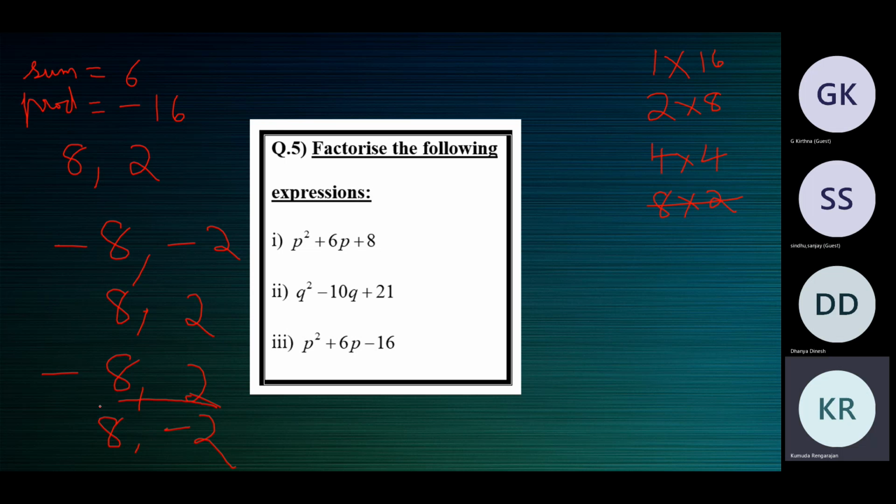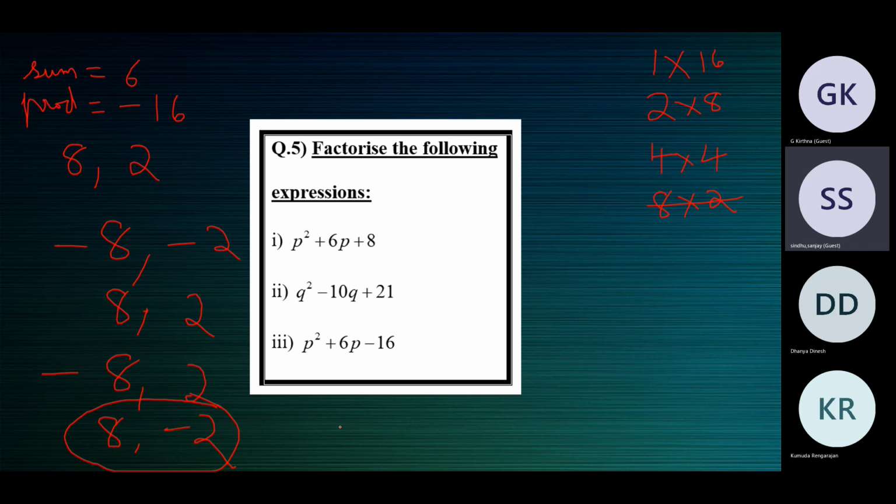All of you tell me if you understand. Yes, it's this one, 8 and minus 2. Because 8 meaning plus 8, plus 8 and minus 2. When you multiply these two numbers, you get the product minus 16. And when you add the two numbers, 8 minus 2 is 6. All of you agree? Yes, ma'am.